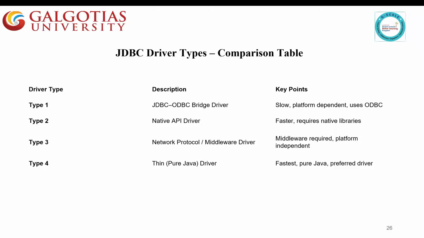Type 1 is slow and platform dependent. Type 2 uses native libraries. Type 3 uses middleware. Type 4 is pure Java and offers the best performance.